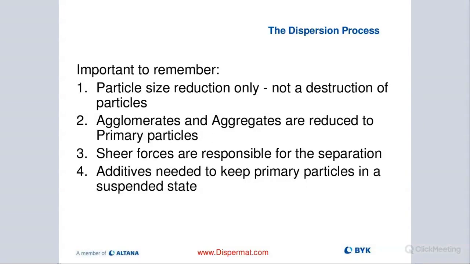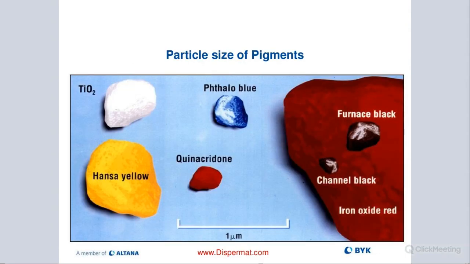And these agglomerates, these larger particle clusters, are turned into aggregates, and then we like to reduce them further to primary particles, when that actually happens during the milling process, which we covered a few weeks ago. And then again, it's only the shear forces that are responsible for that separation and nothing else. And then selecting the right type of additive is very important to keep the particles in a suspended state and basically keep them from flocculating back together, which sometimes happens if the formulation doesn't include the right additive or dispersing agent to keep them in a suspended state.